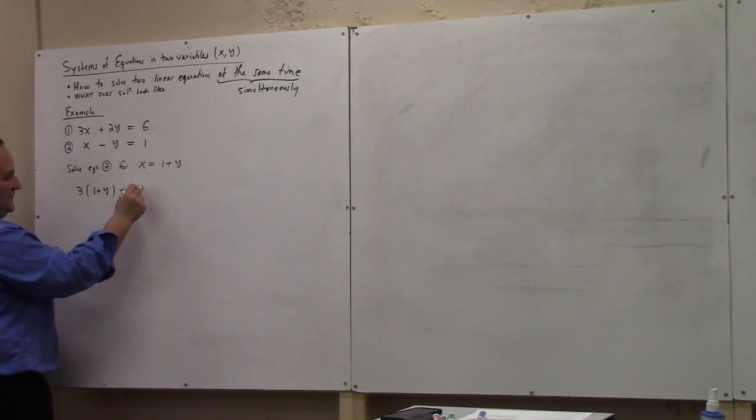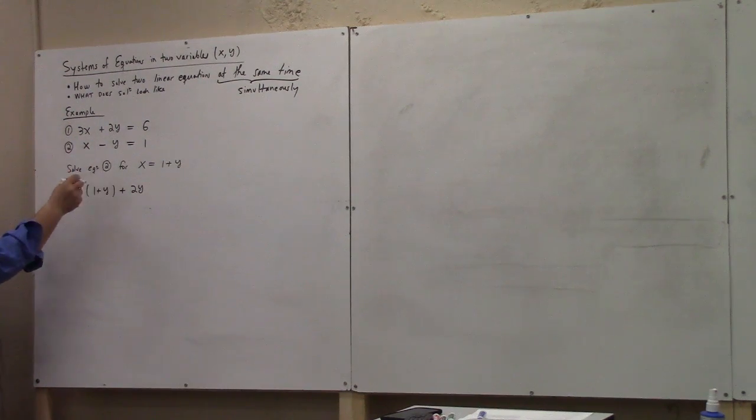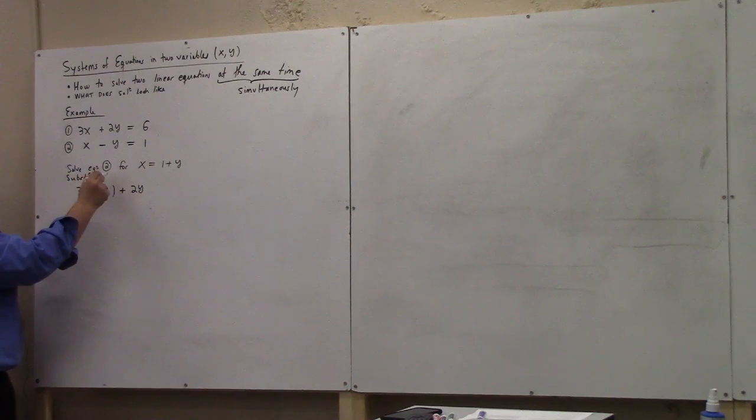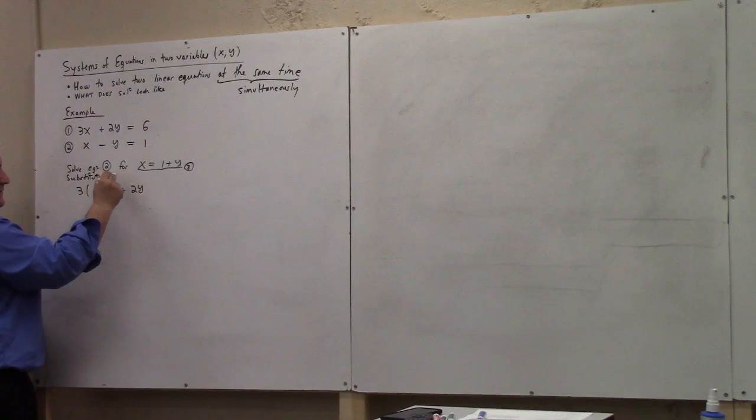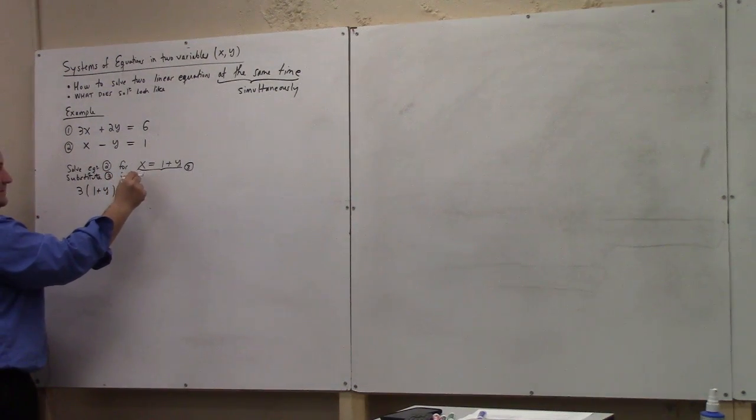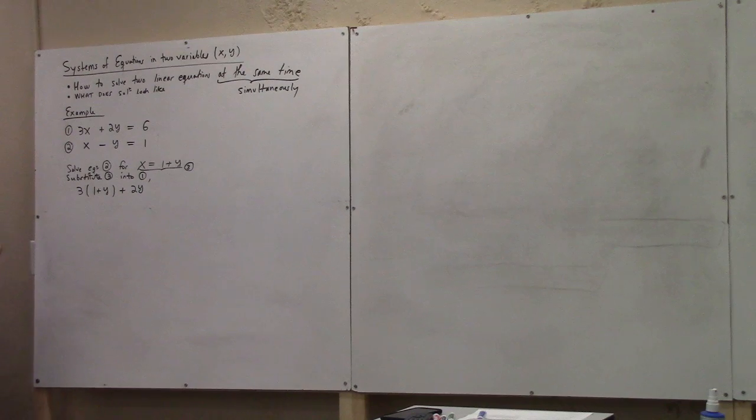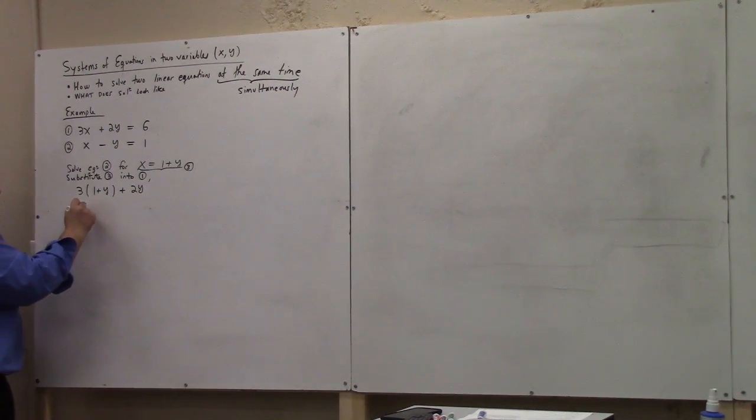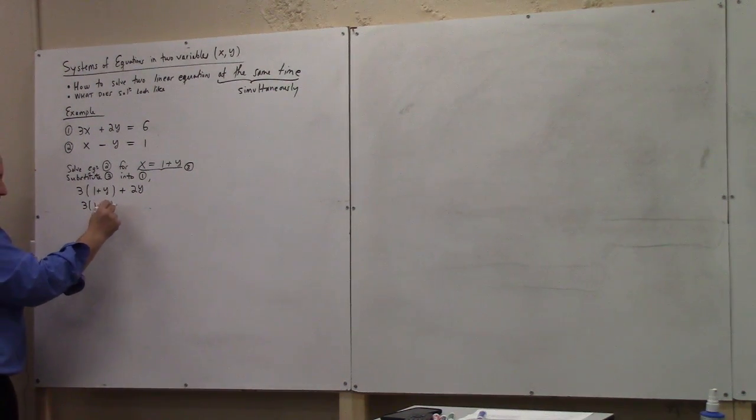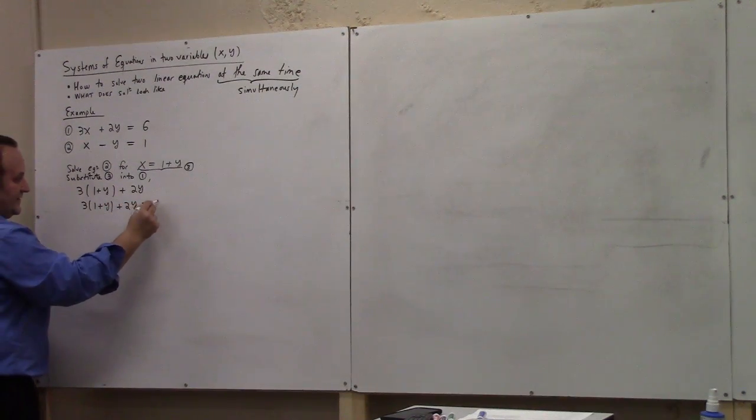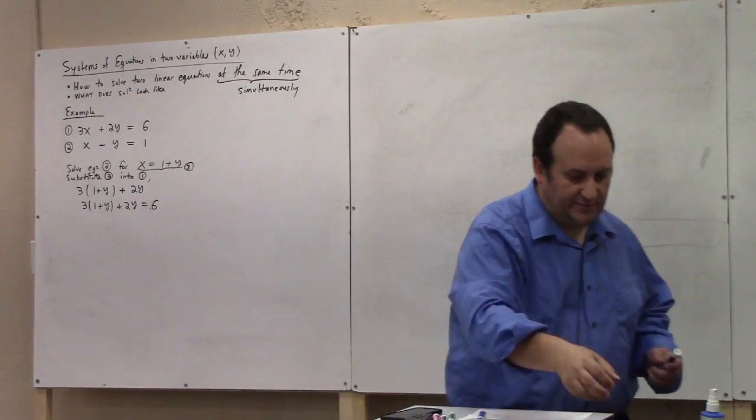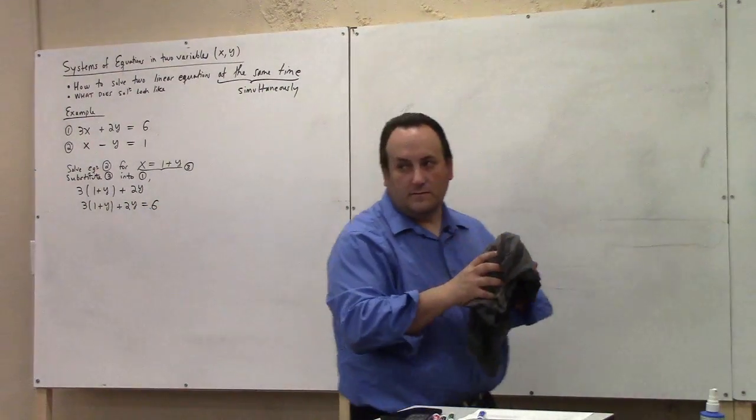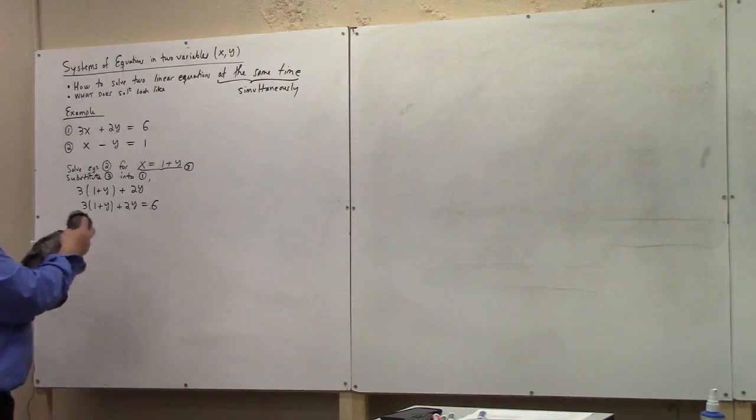I was fishing for you to tell me to substitute into, let's call this thing 3. Substitute 3 into 1. So if we substitute 3 into 1, we'll get 3 times (1 plus y) plus 2y equals 6, right? And at that point, we're in the home stretch, right? Because we've eliminated one of the variables, and we just have what?